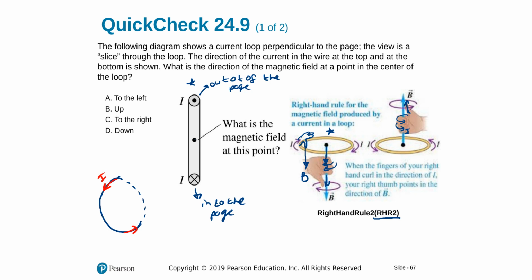And as I apply my right hand rule, I'm going to curl my fingers out of the page, then back in towards. As I do that, I will see my thumb would open to the right. So the magnetic field at that point is to the right.